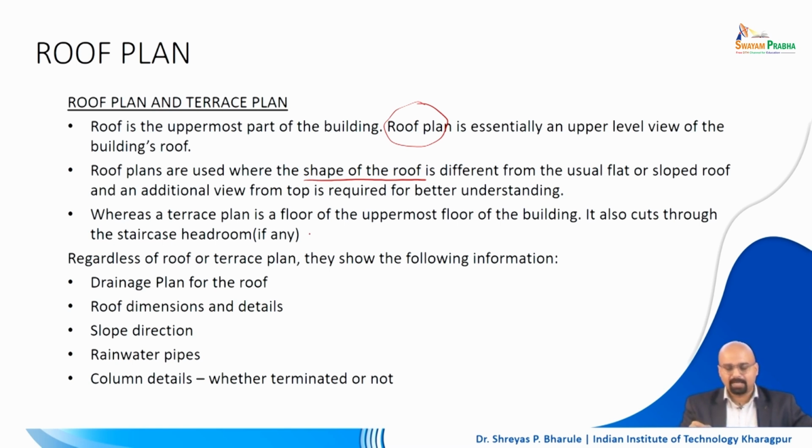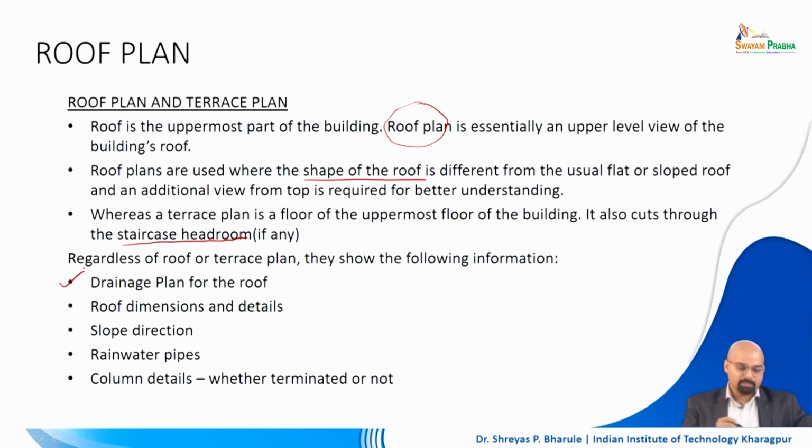In a terrace floor plan, if it is a flat roof, it often cuts out a staircase. So you would also have a staircase headroom, wherein you come out of the staircase and can access that particular terrace area. All of these things are to be mentioned in the drawing. We will discuss how it is represented when we go forward with this part of the module. Regarding the roof or the terrace plan, all of this information is important to be shown.